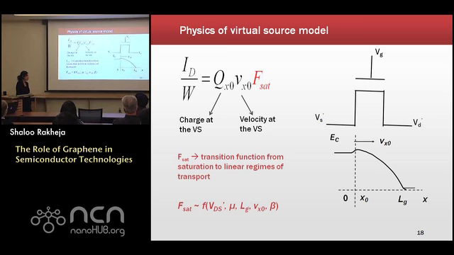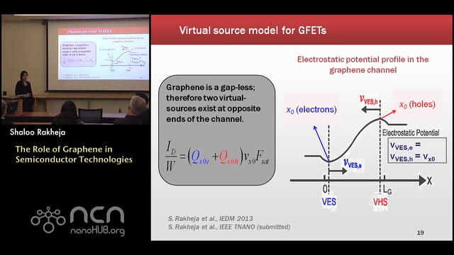So that is an empirical parameter. How is this model applicable in graphene? Graphene is very unique because it is a gapless material, and therefore there exist 2 virtual source points at opposite ends of the channel. The picture on the right shows the electrostatic potential profile in the graphene channel. The point labeled in blue is the virtual source point for electrons, and the point labeled in red is the virtual source point for holes.